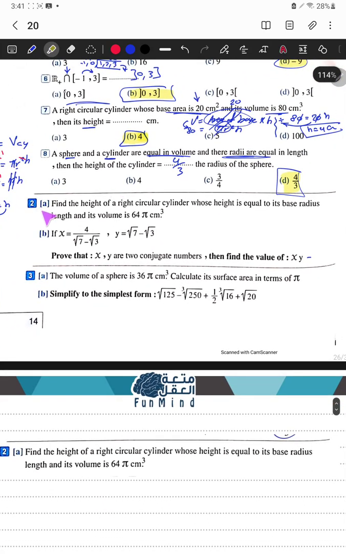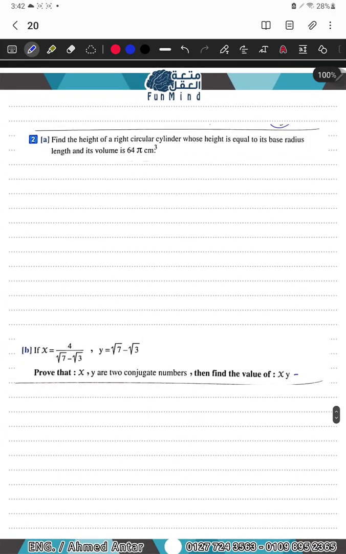Now we have in this question, find the height of a right circular cylinder whose height is equal to the base radius length and its volume is 64 pi. So now you have the volume, and also you have that the height is equal to the radius. So you have the volume and you have that the radius equals the height, and then you want to get the height. If you got the radius, then you got actually the height. So now let's take it in another page like that.